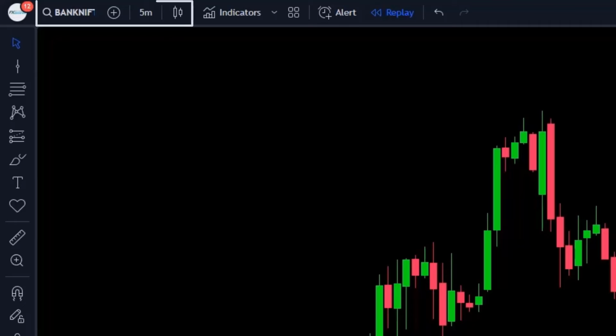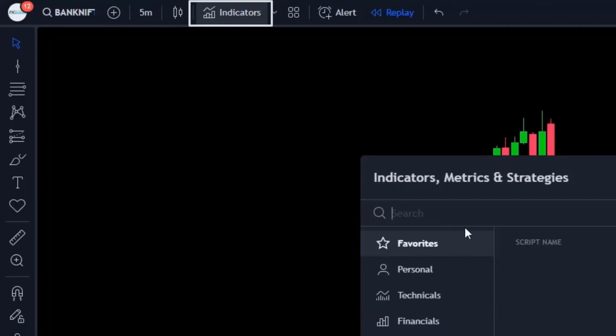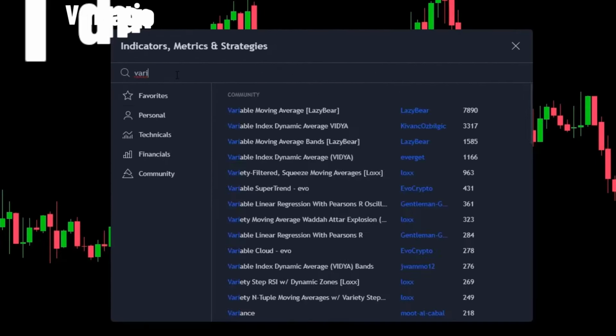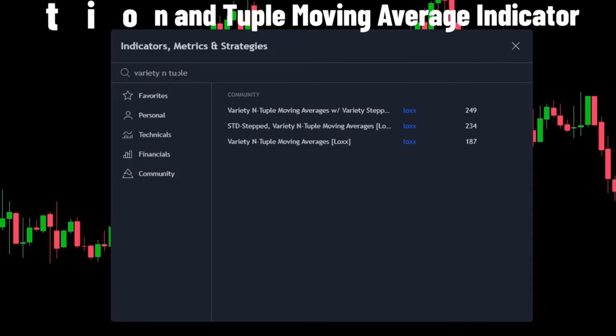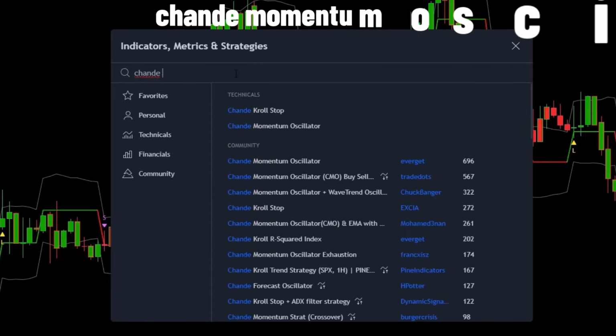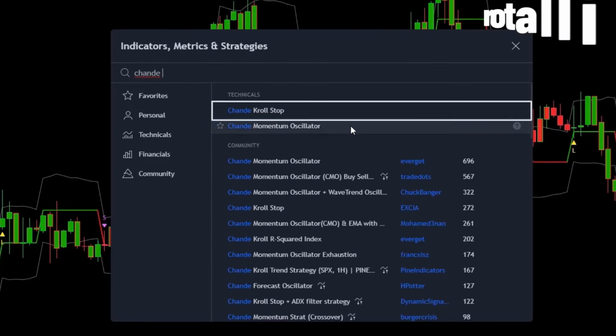Friends, let's create a trading setup. We have opened the Banknifty 5-minute chart. First of all, click on the TradingView indicators. Search here in the search box: Variation and Tuple Moving Average indicator. Add this indicator to the chart. Now search in the search box: Shan Momentum Oscillator. Add this indicator to the chart.